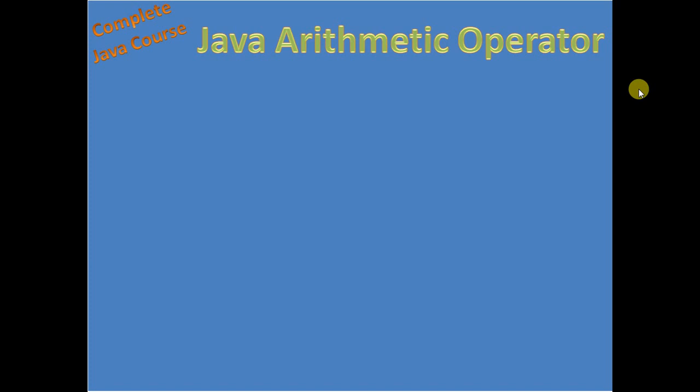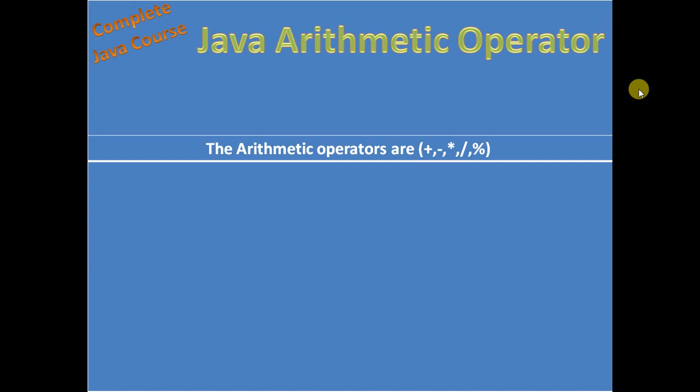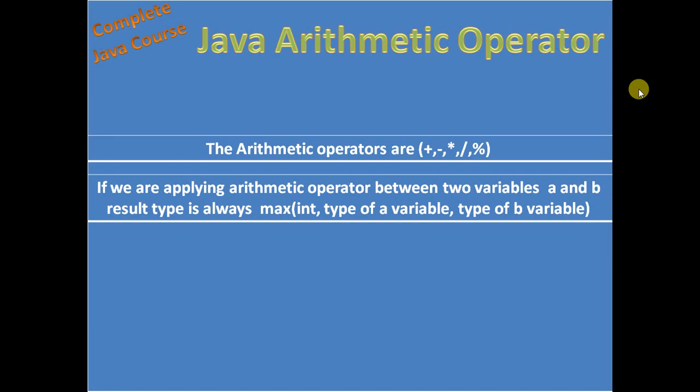Java arithmetic operators. The arithmetic operators are plus, minus, multiplication, division and modulus operator. If we are applying an arithmetic operator between two variables a and b, the result type is always the maximum of int, type of a variable and type of b variable. We understand this formula with the help of examples.